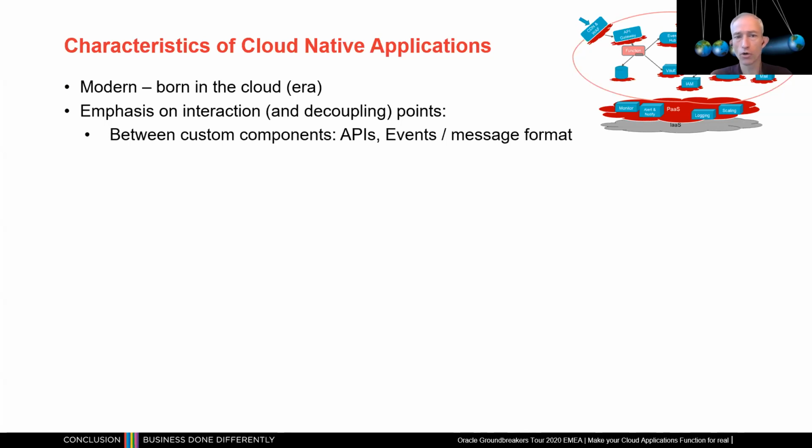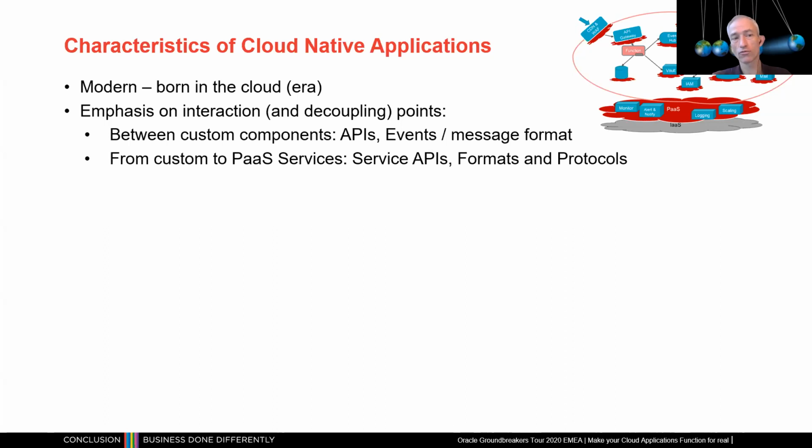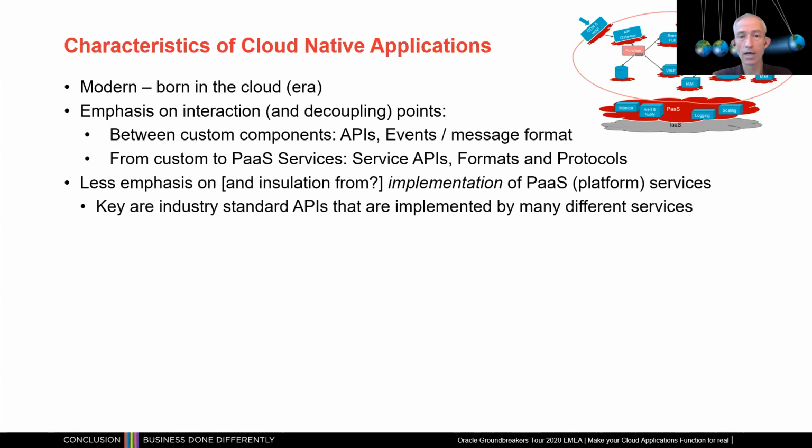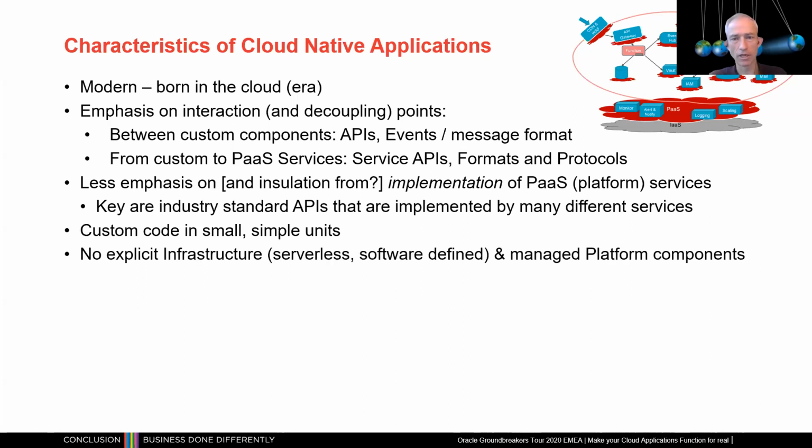So between our custom components, we'll use APIs for synchronous interaction and events for the preferred asynchronous interaction. We also have interaction from our custom components to these out-of-the-box PaaS services. We'll have less emphasis on how these PaaS services are implemented. It's more important that they provide us with industry standard APIs. I'm not going to go into too much detail here. And we want to focus on custom code that we deliver in small, simple units, because large applications are the bane of our industry, something that we really cannot handle.